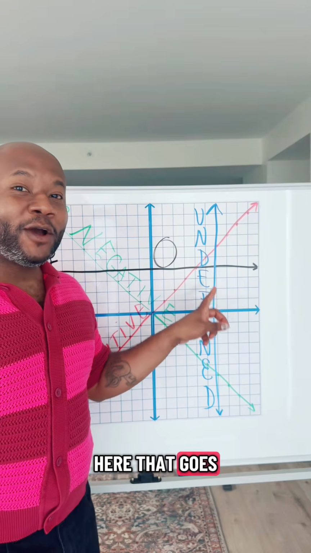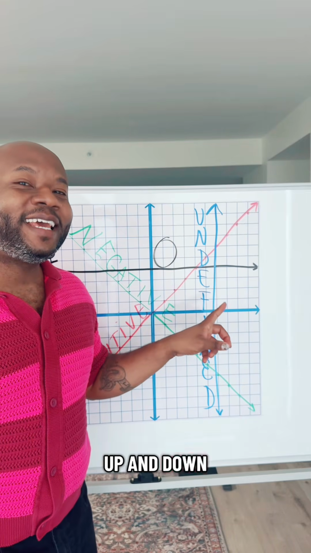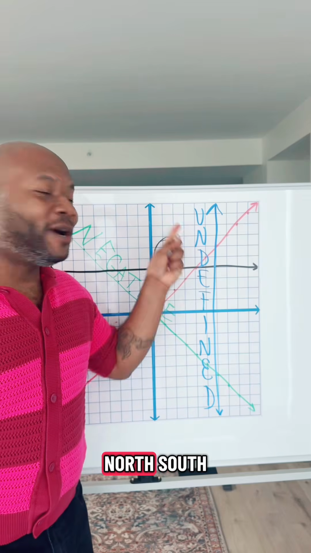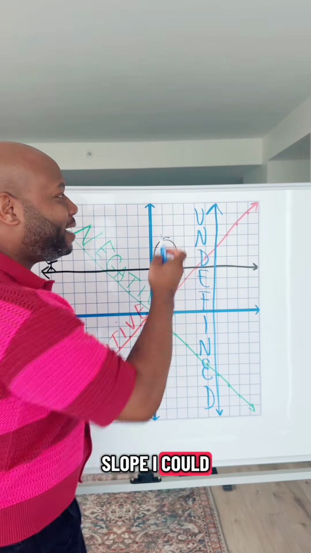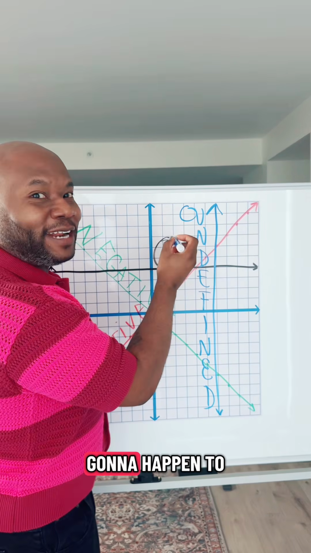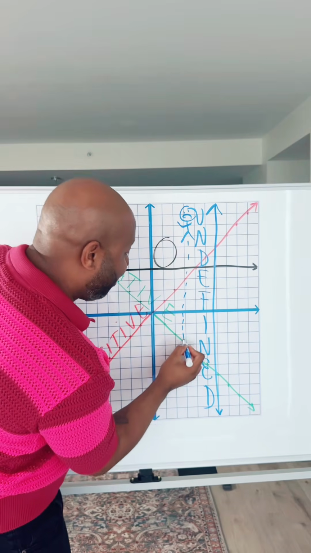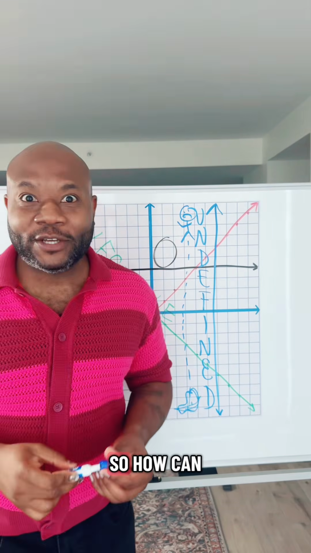This line right here that goes up and down is undefined. North, south, vertical line, up and down, it's an undefined slope. I could draw a person right here, but what do you think is gonna happen to him? Timber! So how can you remember that?